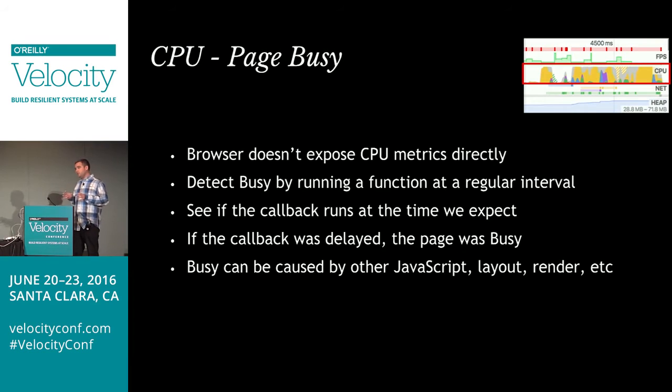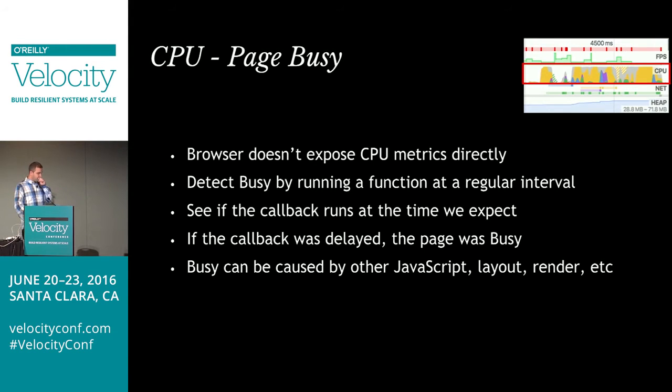But we can actually get a fairly close approximation of CPU time, and we're calling that page busy. The idea is, if we're running something frequently at an interval, say every 25 milliseconds or every 100 milliseconds, we can see how often that callback didn't fire at the time that we expected. So if we set an interval for 25 milliseconds and it takes 30 milliseconds, or 100 milliseconds, we know that something else was running instead of what we wanted to track. That could be JavaScript, it could be layout, it could be anything else on the UI thread. But with this simple interval that we're firing, we can actually measure how many periods within a second something else was running where we wanted to run instead.